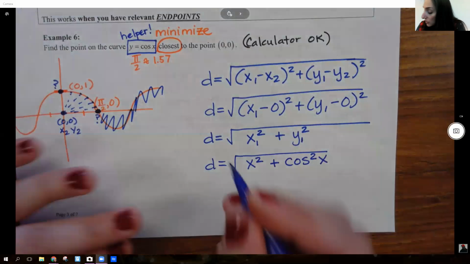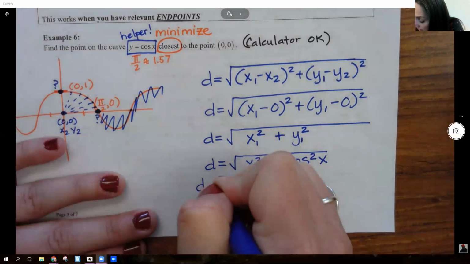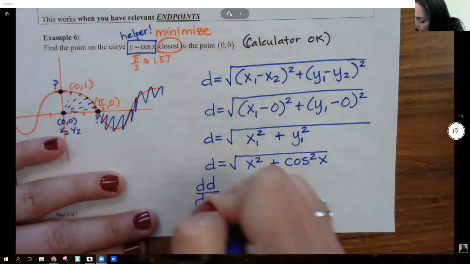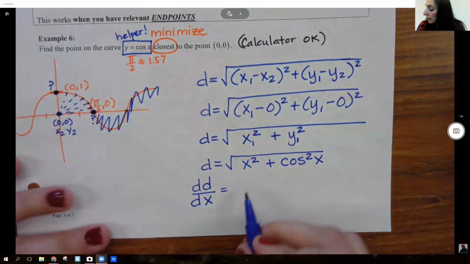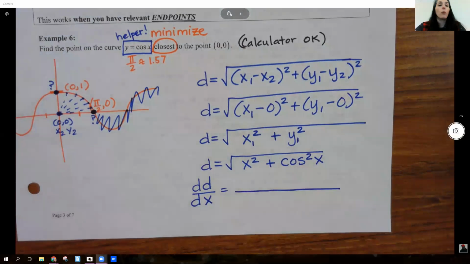All right, now we're going to take the derivative of that. So dd/dx. And what will be the derivative of this?